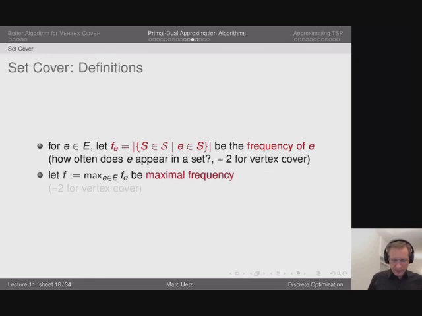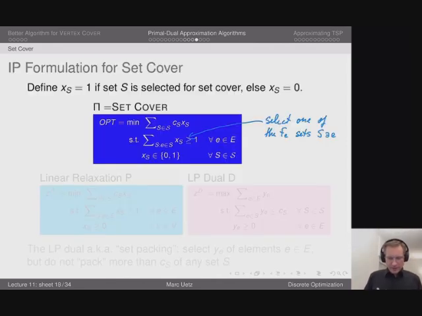And Fe would be how often an element appears in this collection of subsets, and then F would be the maximum taken over all the elements. So that would be the maximal frequency of any element. Okay, and of course, again, since in the vertex cover problem each element has frequency 2, also the maximum frequency is 2 in the vertex cover problem. Now, since the set cover problem obviously is a generalization of the vertex cover problem, the idea was to generalize also the primal dual algorithm to the set cover problem. And we do exactly the same thing like we did for the vertex cover problem.